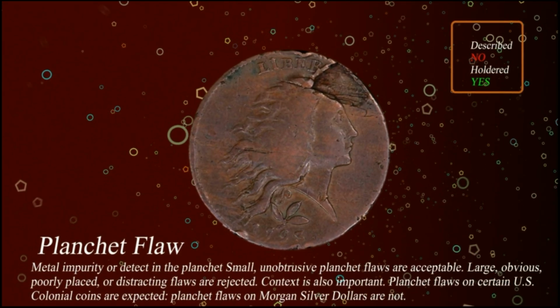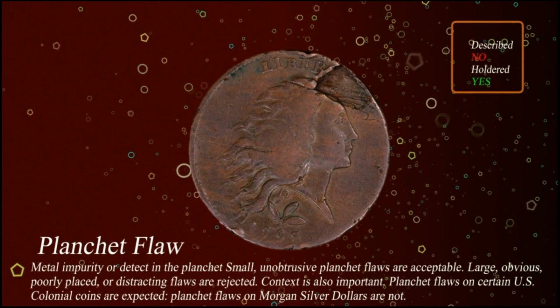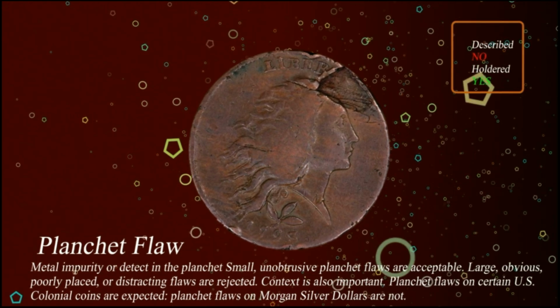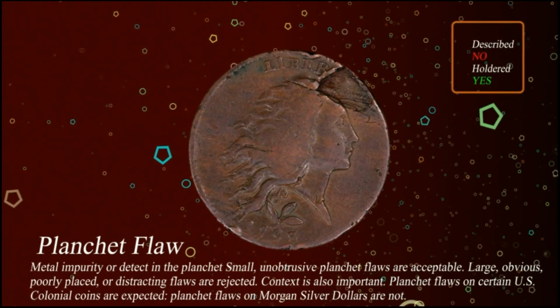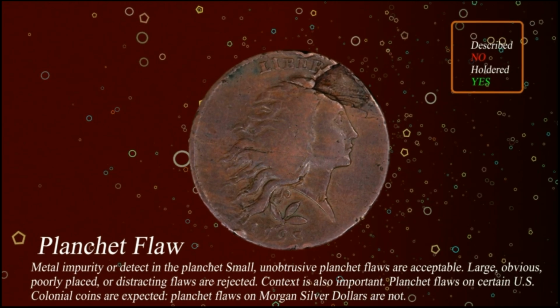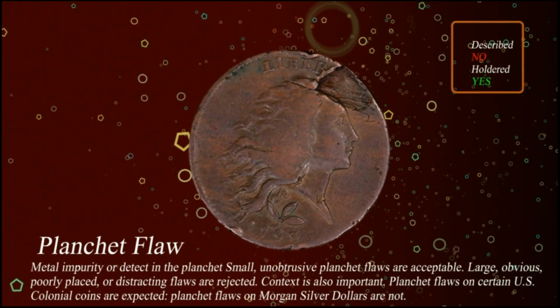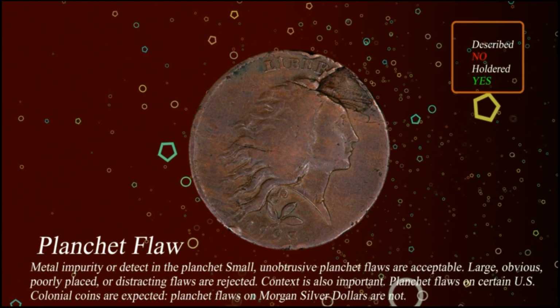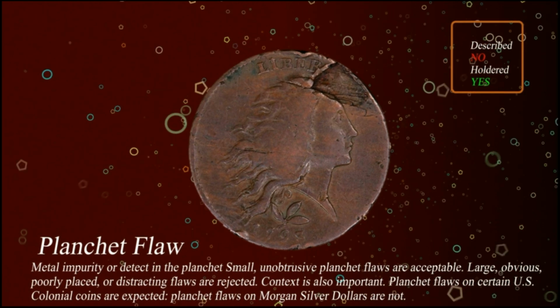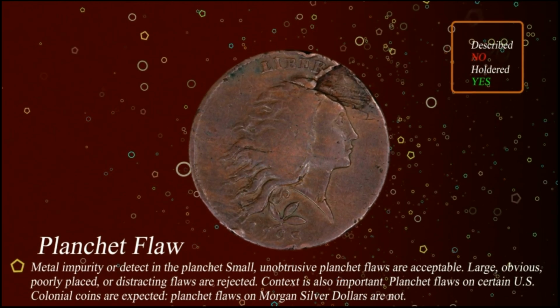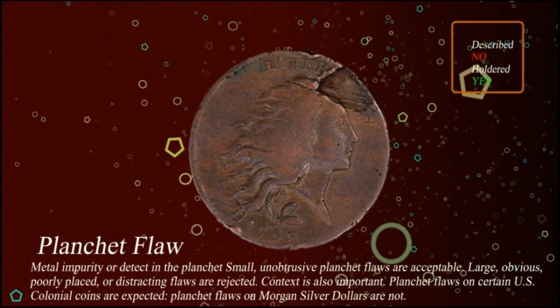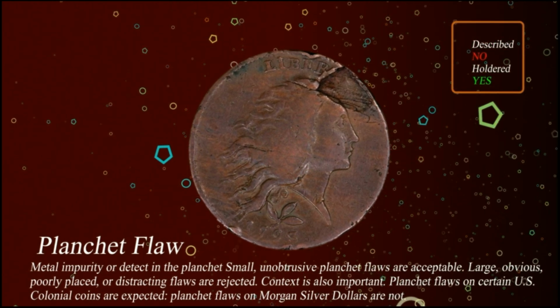Planchet flaw. Metal impurity or defect in the planchet. Small, unobtrusive planchet flaws are acceptable. Large, obvious, poorly placed, or distracting flaws are rejected. Context is also important. Planchet flaws on certain U.S. colonial coins are expected. Planchet flaws on Morgan silver dollars are not.